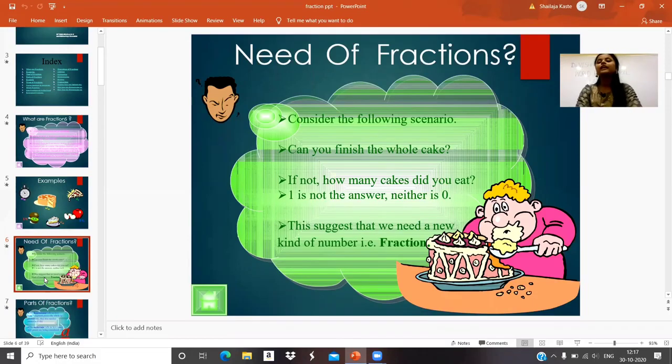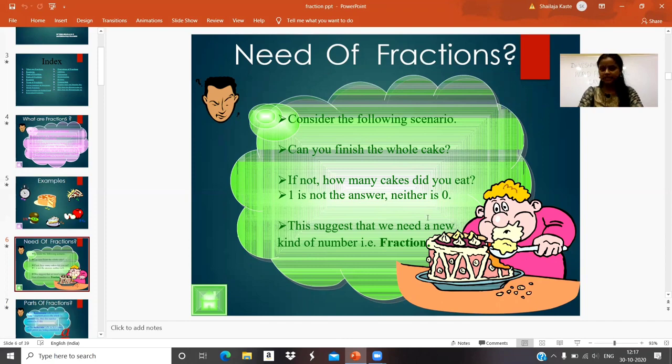As you can see, fractions are important. Because of fractions, we can easily share the things which are given to us. We cannot finish a complete whole cake, so what do we do? We cut the cake into pieces. That means we are making fractions of the cake.